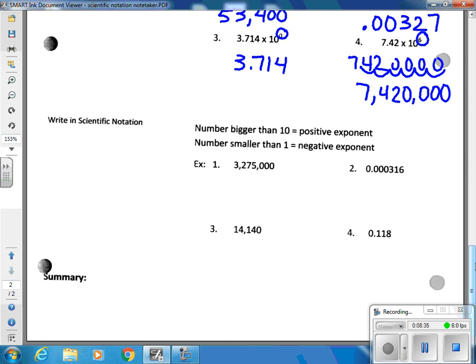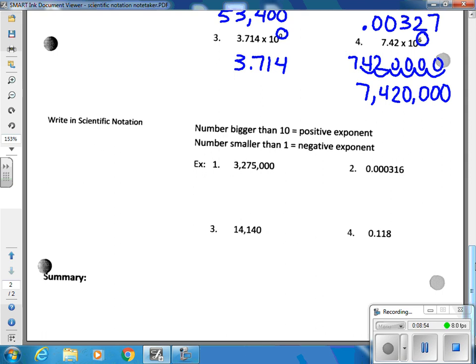Okay? The biggest thing you need to remember is that if it's a number bigger than 10, it's going to have a positive exponent. If it's a number smaller than 1, in other words, if the zeros are in front of the decimal, you're going to have a negative exponent. So look for where the zeros are. Zeros in the back is positive, zeros in the front makes negative. Right? It doesn't make the number negative, it makes the exponent negative.